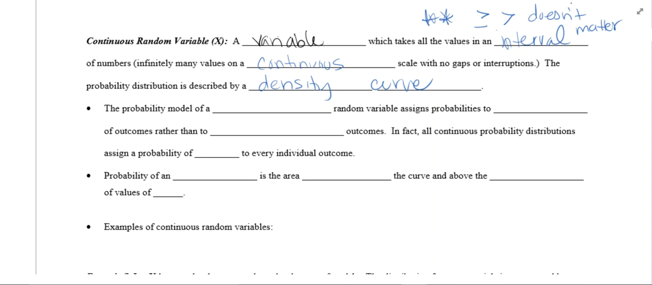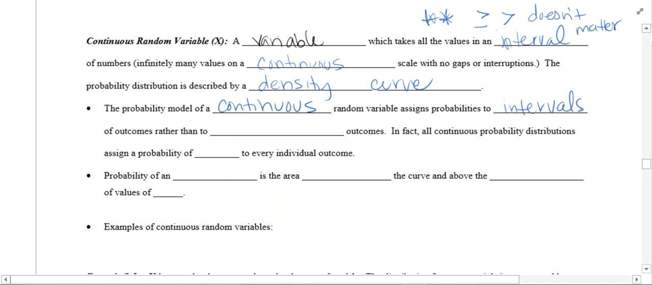So the probability model of a continuous random variable assigns probabilities to intervals of outcomes rather than to individual outcomes. In fact, all continuous probability distributions assign a probability of 0 to every individual outcome.